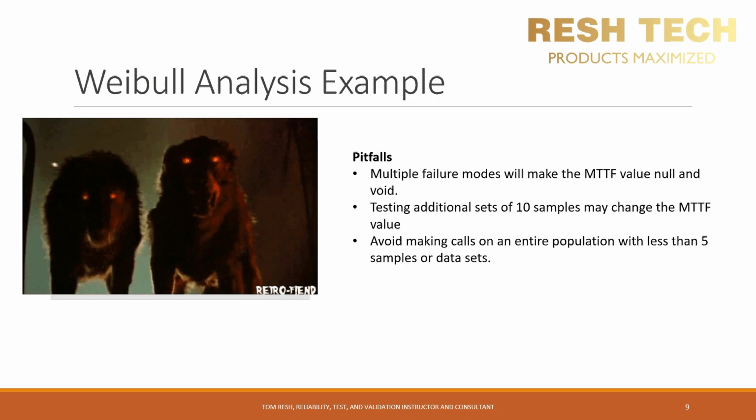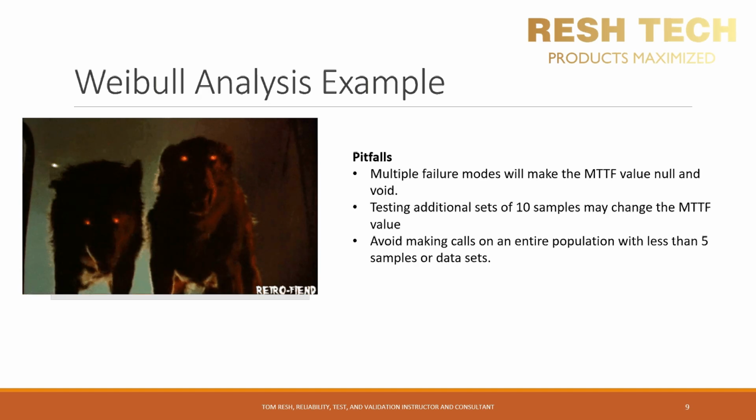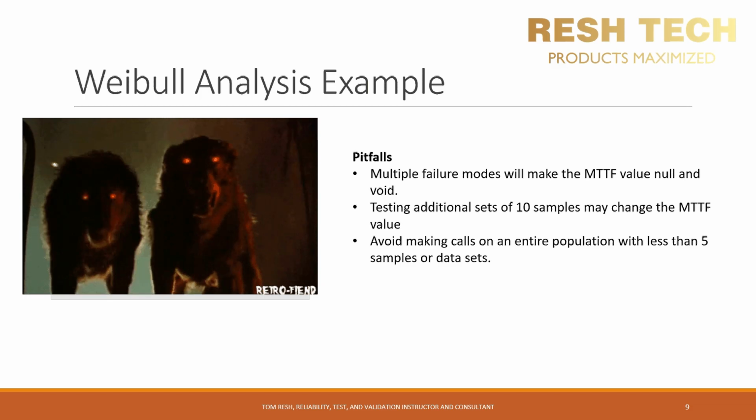The middle bullet point here, which I completely skipped, indicates that testing additional sets of 10 samples may change the MTTF value. So if you went ahead and performed 10 additional tests on 10 additional samples, it may change your MTTF value. And it may also change your reliability and confidence value as well. So keep that in mind when you're determining your sample size for your reliability test to failure.